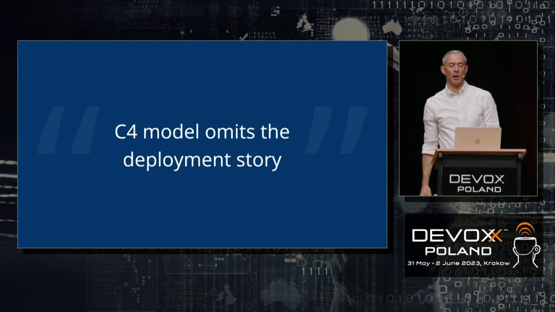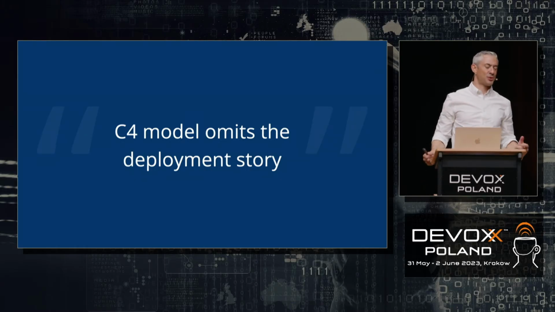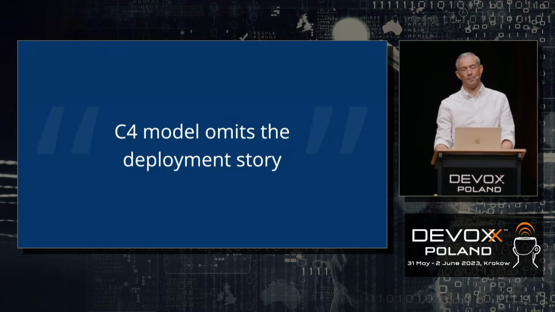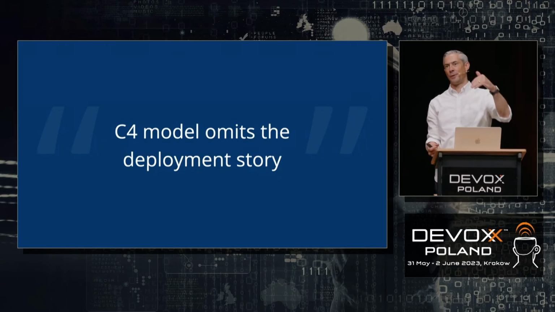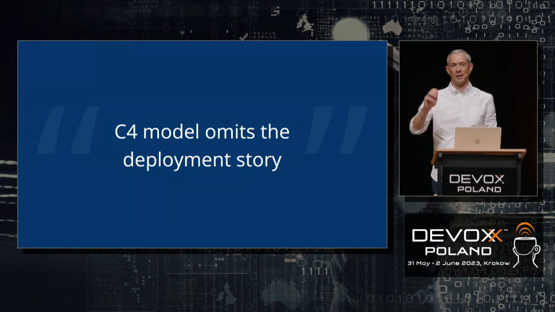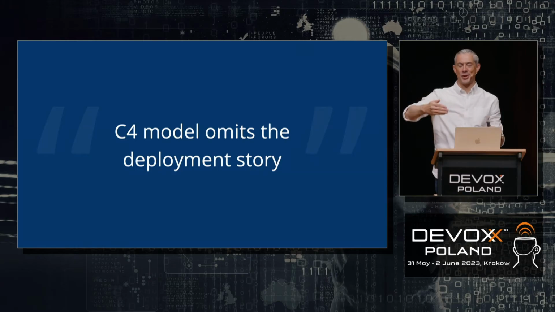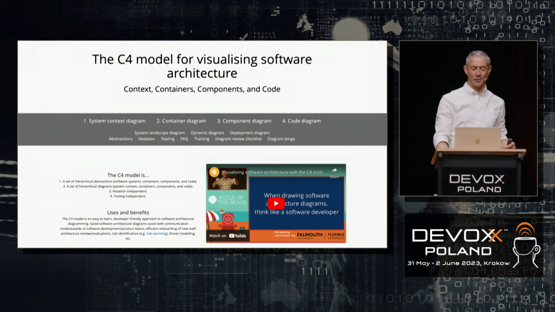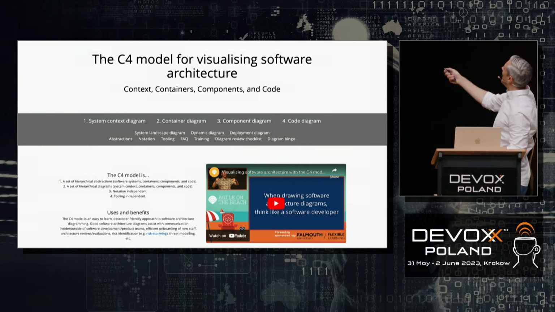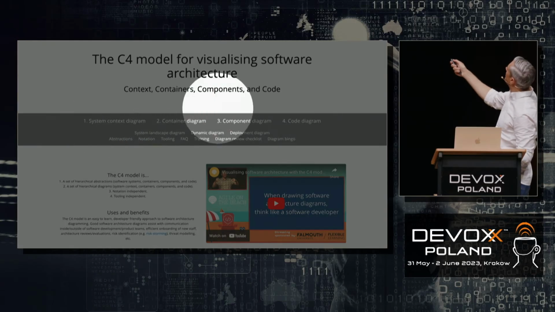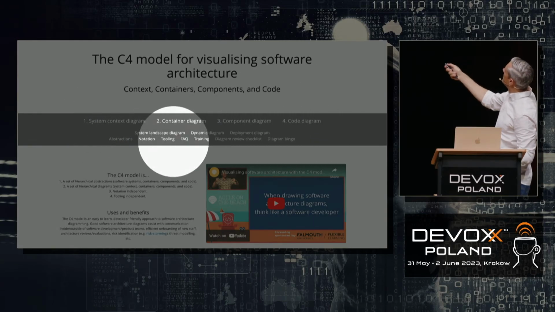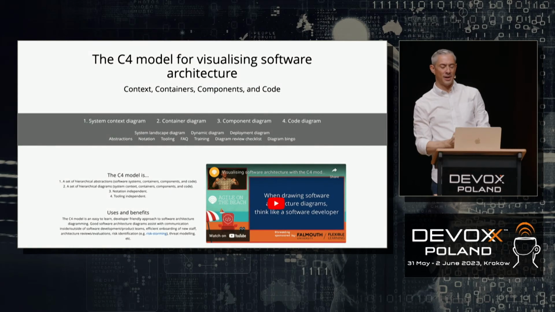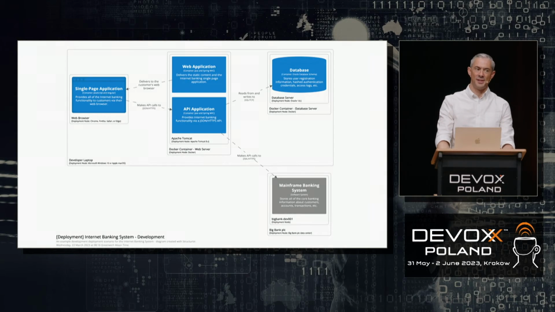People tell me that C4 omits the deployment story. C4 is named after the 4 levels of diagram I showed you at the start. And it's true that those 4 levels of diagrams are the static structure diagrams. So from that perspective, the static structure diagrams omit the deployment story. However, if you go to c4model.com, there's a little banner at the top, and here are the 4 diagrams. There are also some other diagrams, some supplementary diagrams defined on the website as well, and one of those is a deployment diagram.